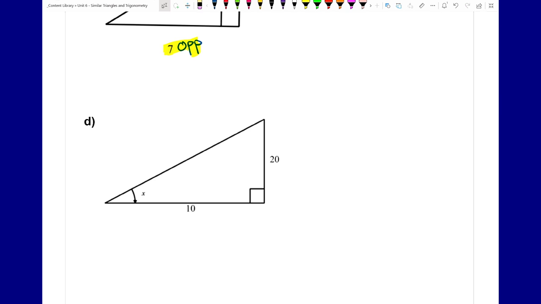For D, again, label our sides. We have our hypotenuse. Based off our reference angle, we have our opposite, and then we have our adjacent. We're looking for an angle, but we're given the opposite and the adjacent, so O and A. The only ratio that deals with O and A is our tan ratio, opposite over adjacent. So that is the ratio that we will be using if we had to solve for this angle.